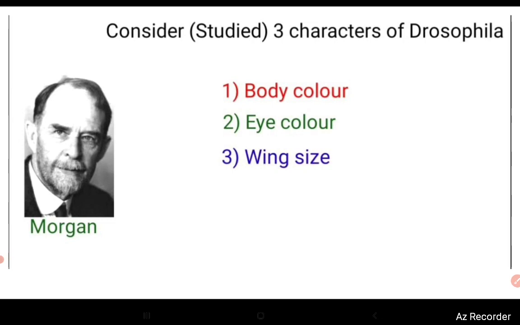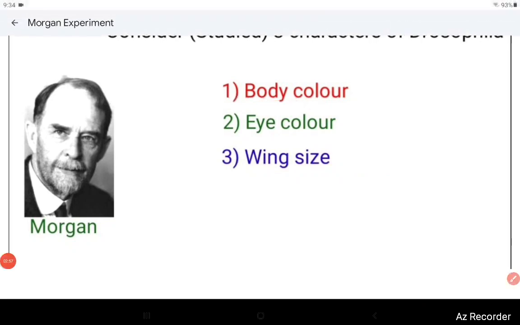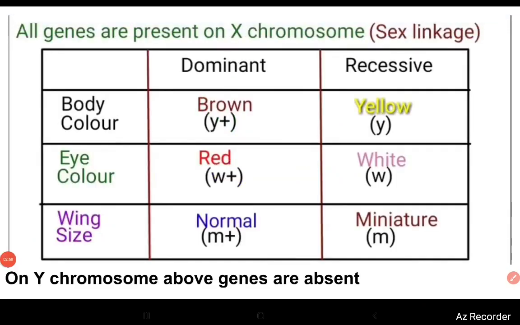So Morgan considered 3 characters of Drosophila. One is body color, then eye color, and wing size. These are the 3 characters which Morgan studied. So all the genes are present on the X chromosome. Then on the Y chromosome, they observed that there are no genes.